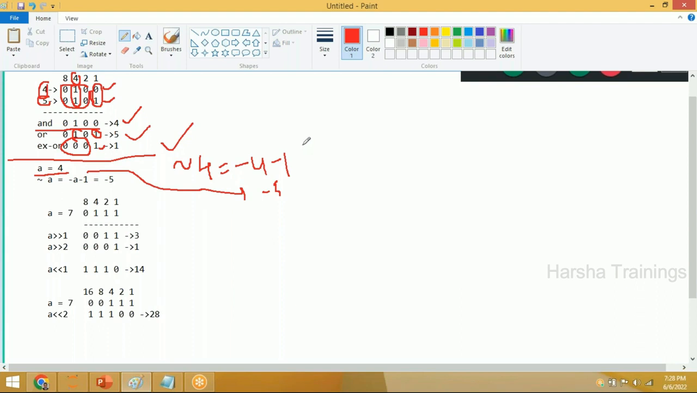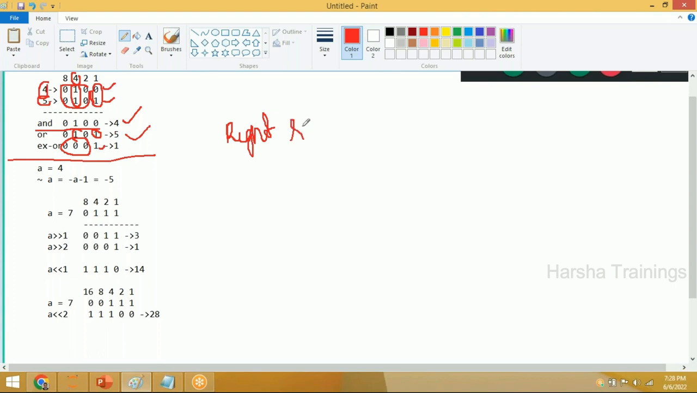These are clear? If you are okay, then I'll go for right shift and left shift operations. Can I go? First, we will discuss right shift operation. What is right shift operation? Everyone, could you please take your notebook and do like this? I'm taking 4 bits.